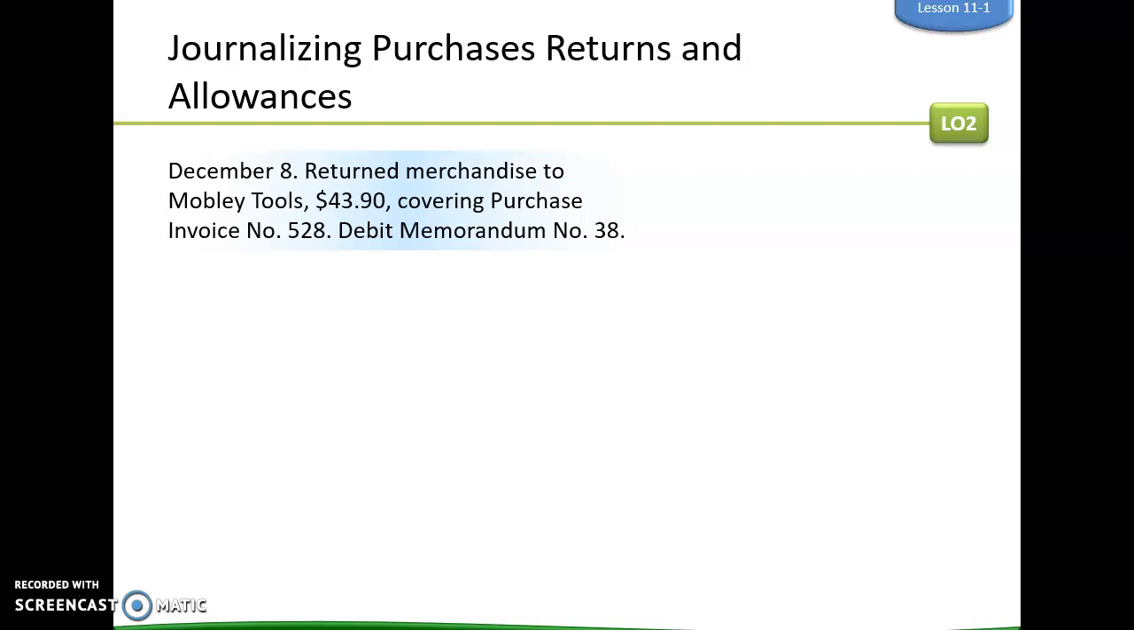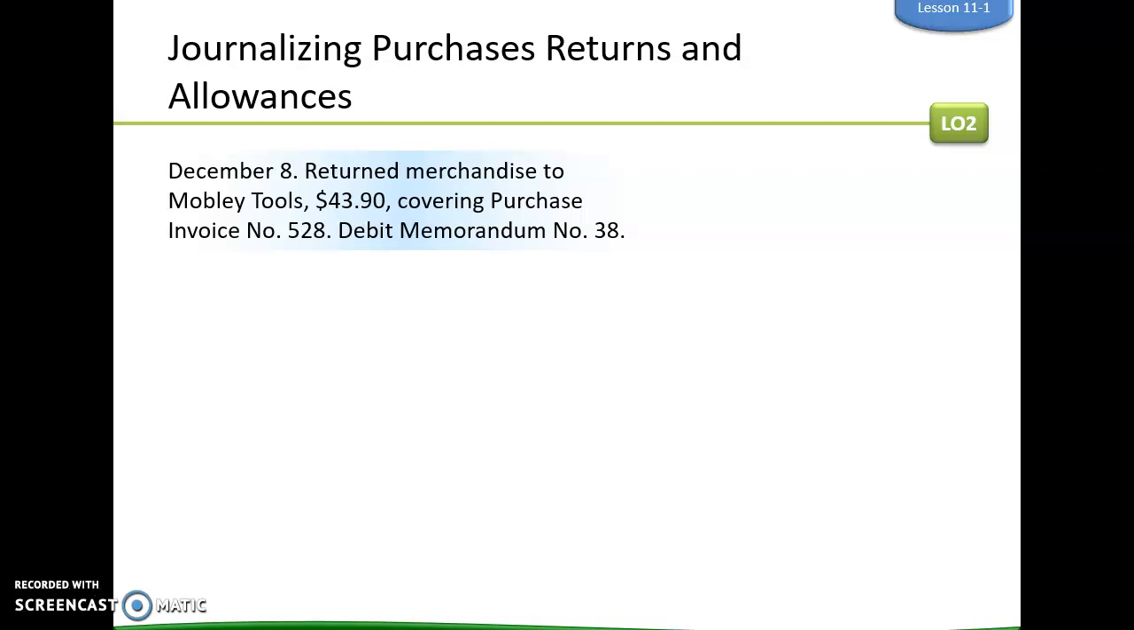So what will we do in this situation? We know it's going to affect our accounts payable, right? Typically when we're setting up an accounts payable, it's a credit. So if we need to reduce that accounts payable, it would be a debit. So we know that our debit would hit two accounts, right? What are the two accounts? Accounts payable as our controlling account, and then Mobley Tools as our subsidiary account.